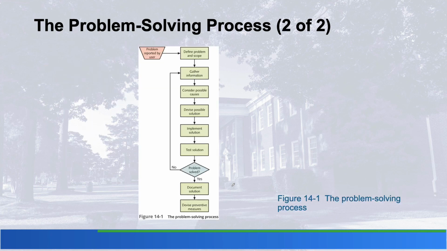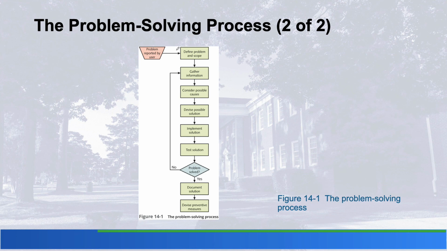Here is a flow chart of the process. Notice we follow each step. Follow the arrows one by one through the steps in the problem-solving process. After we test the solution, if the problem is not solved, we go back to gathering more information. We consider the causes again. We come up with an alternate hypothesis. We devise a solution. We implement the solution, see if that worked. No. We go through the cycle again. All the while, we're collecting information and we're documenting it in our trouble ticket system.